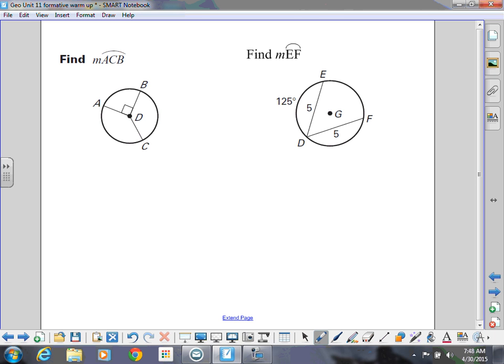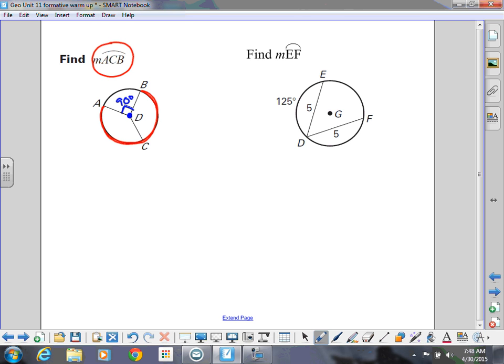So on this first one on the left, we're trying to find the measure of arc ACB. So if I trace the arc from A to C to B, we're talking about this. And since we're talking about measure, we're talking about degrees. Now, what might be a little more confusing about this one is they don't really say any degrees. The only thing they say is this box. So remember, that means it's a 90-degree angle.